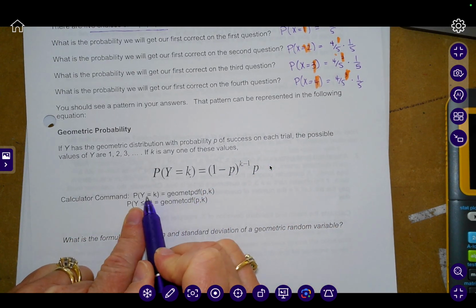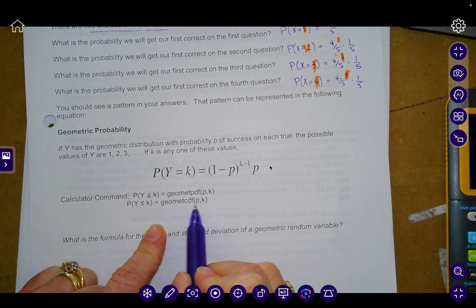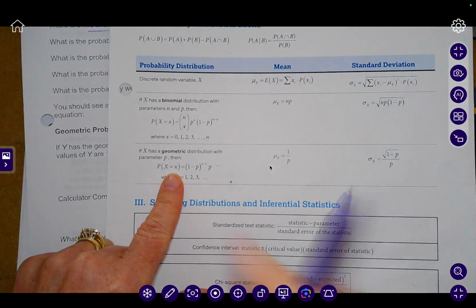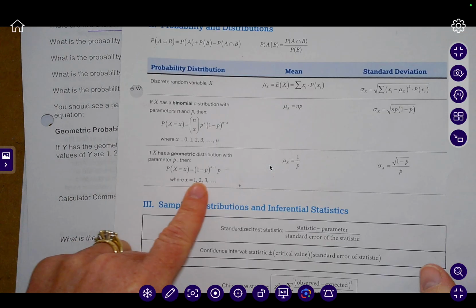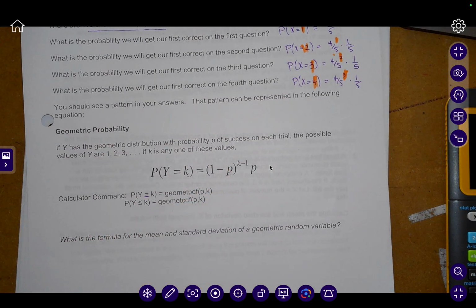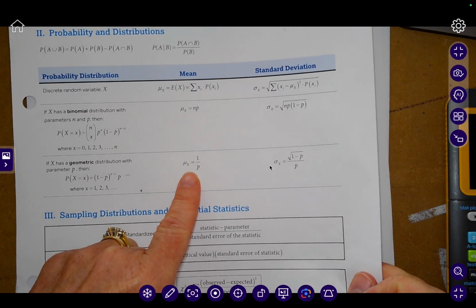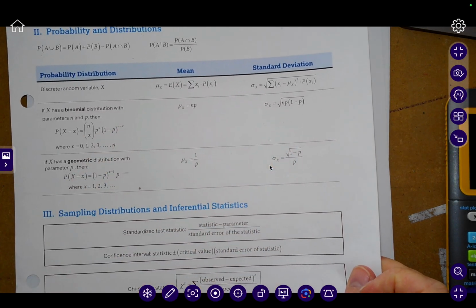There's a PDF command, which is for the equal to. There's a CDF command, which is for the less than or equal to. Like I said, here's that formula. Same formula here. They used X instead of K. It's just a letter. No big deal. They don't give you the calculator commands. You should know those. There's your mean. There's your standard deviation formula.